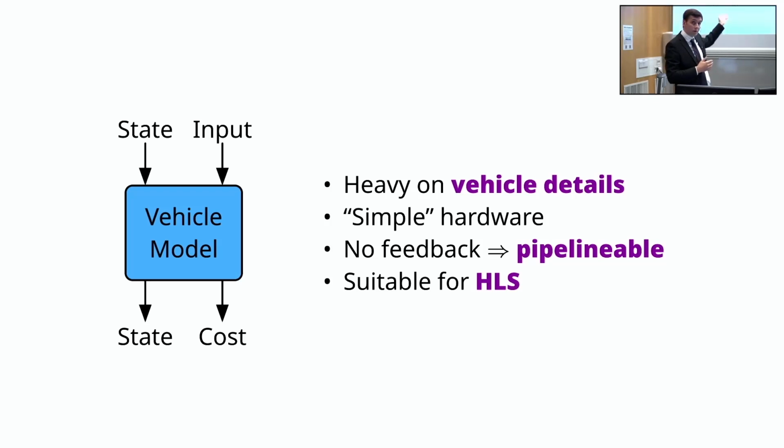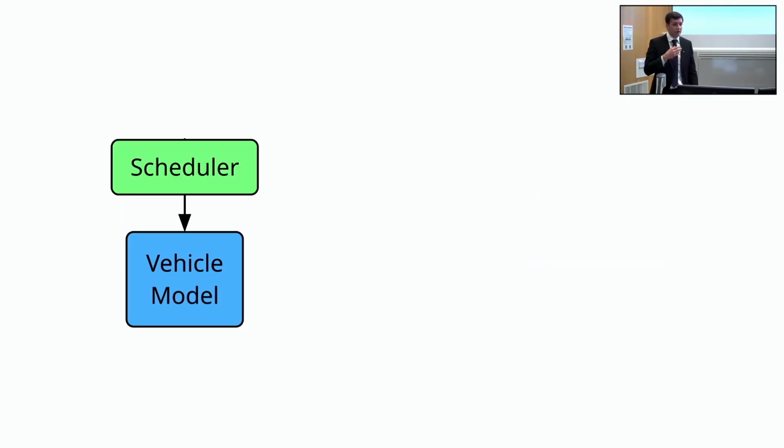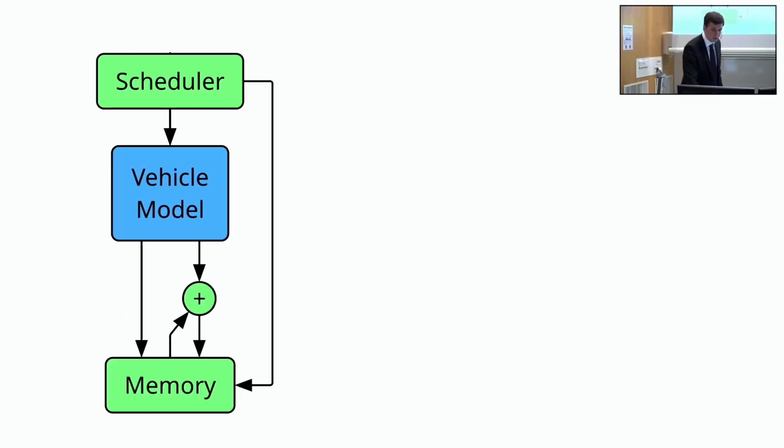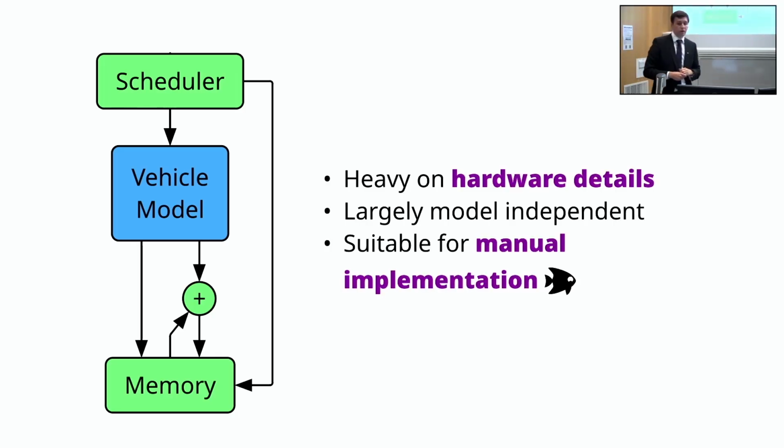So we propose that the vehicle model we build with high-level synthesis. In the meantime, we have the scheduler that decides what inputs we should feed to the model when. We have some memory manager and the thing that adds the cost of the input, the cost of the state we reach. And all of these things are, from a modeling perspective, relatively simple. We are largely independent of the vehicle model here. And they're heavy on the hardware details. Getting this to work with the fully pipelined vehicle model that we want takes some effort. So it's very suitable for a manual implementation, perhaps with Spade.